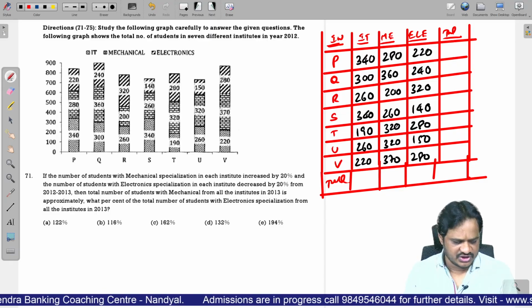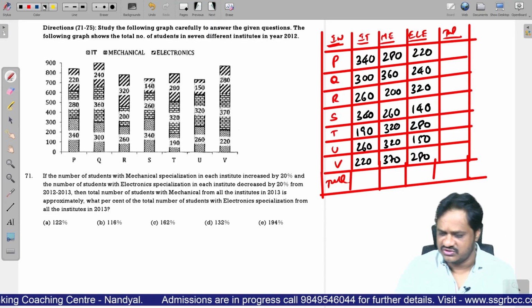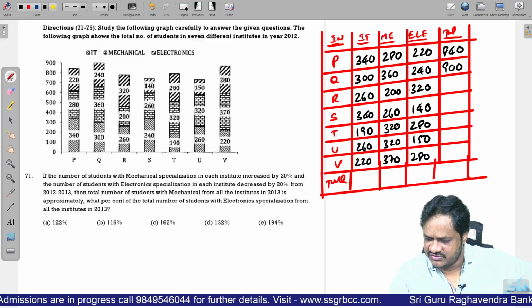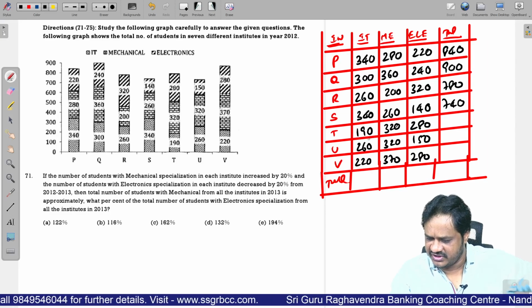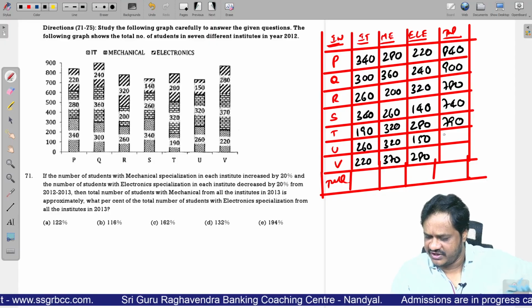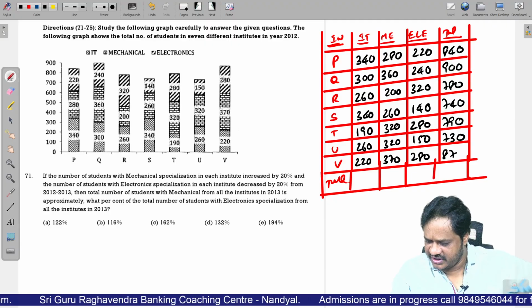Now let us do the totals. 500 plus 340, 840. This is 600 plus 300, 900. This is 26 plus 20, 46. 46 plus 32, 78, 780. This is 600 plus 140, 740. This is 600 plus 190, 790. This is 26 plus 32 is 58. 58 plus 15, 730. 220 plus 280, 500, 870.